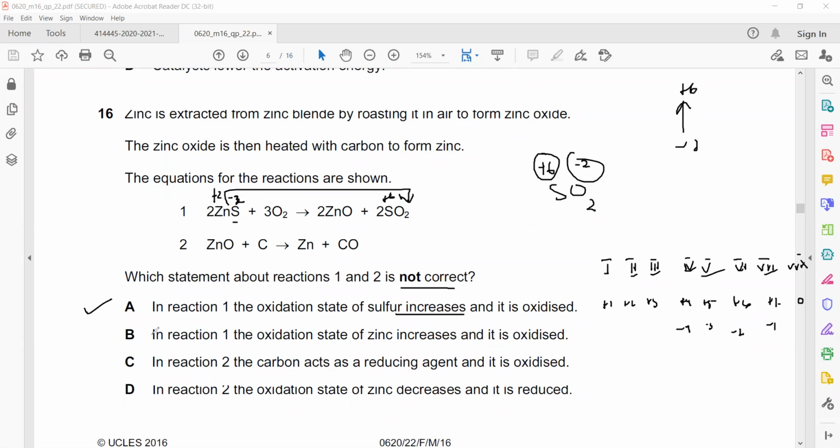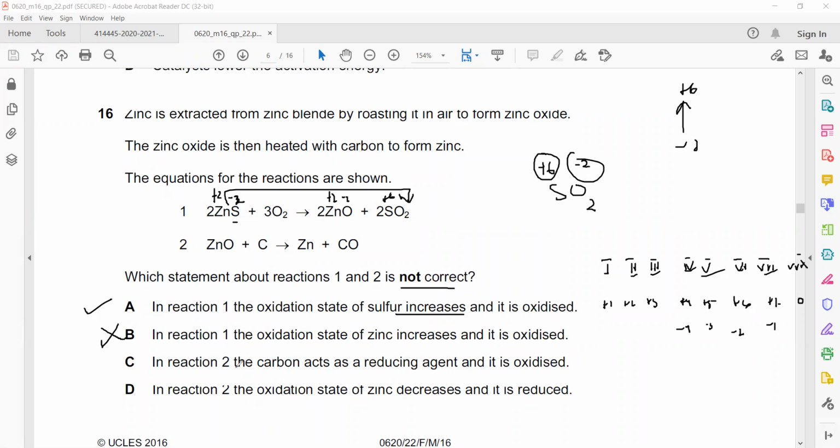That statement is true. In reaction 1, oxidation number of zinc increases? Oxidation number of zinc does not change at all. How do you work it out? Because zinc is +2 before the reaction and +2 after the reaction. So there is no change in oxidation number of zinc. That's why B is not the right statement.